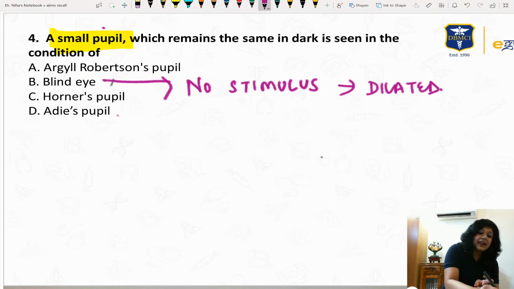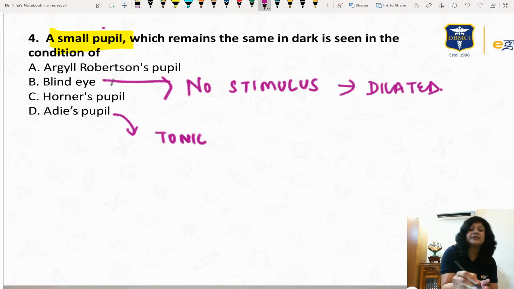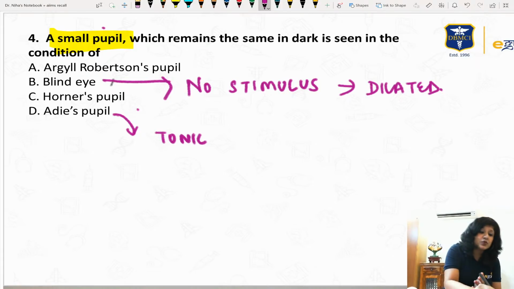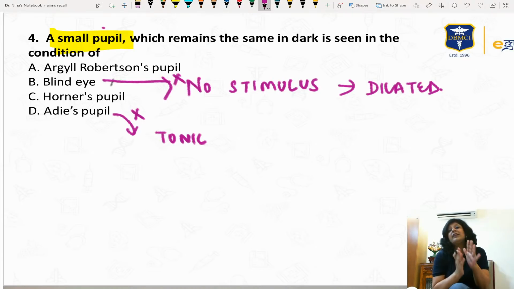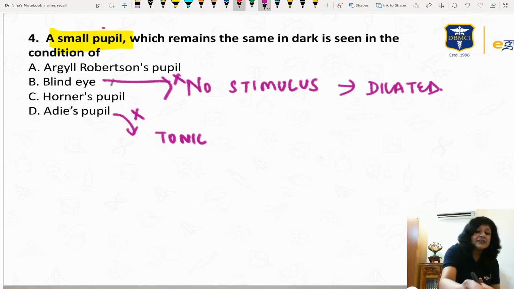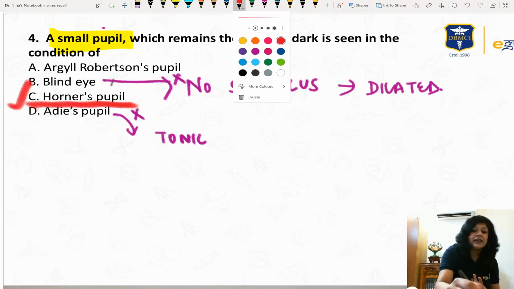Then if you see the Adie's pupil, this is also a tonic pupil, and basically you are getting all the reflexes absent. That is why it is called Adie's tonic pupil. So these two conditions are ruled out. You cannot have these because you are not getting a small pupil here. Now you are left with two things. So the answer, I will explain how. The answer here is actually the Horner syndrome, and let us see how.